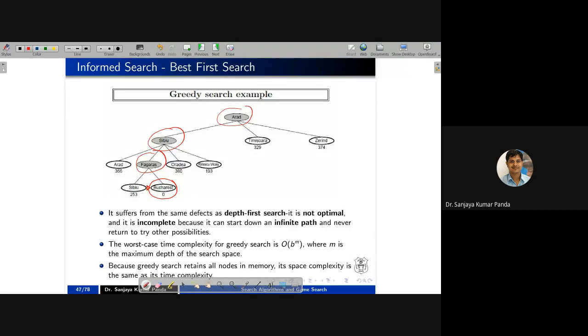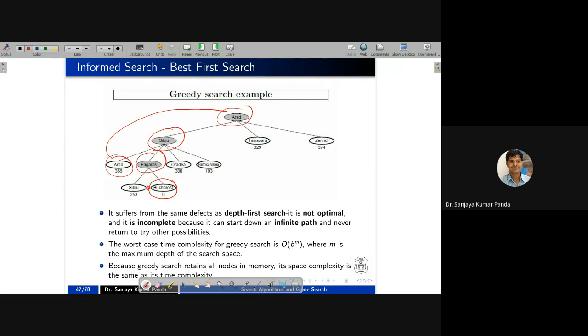And sometimes it is incomplete also, because it can go down an infinite path. Suppose in case this value is lower, 366, then there is a loop. So you may reach an infinite path. You will not reach the solution at all. Right? So the worst case time complexity is order of b to the power m, where m is the maximum depth of the search space.